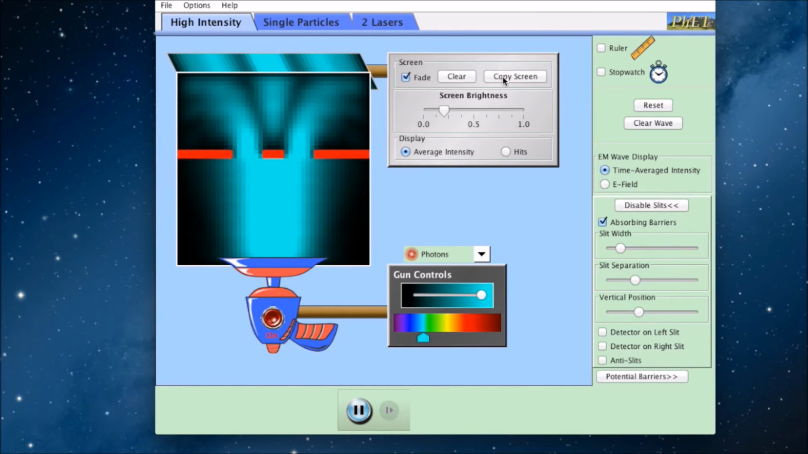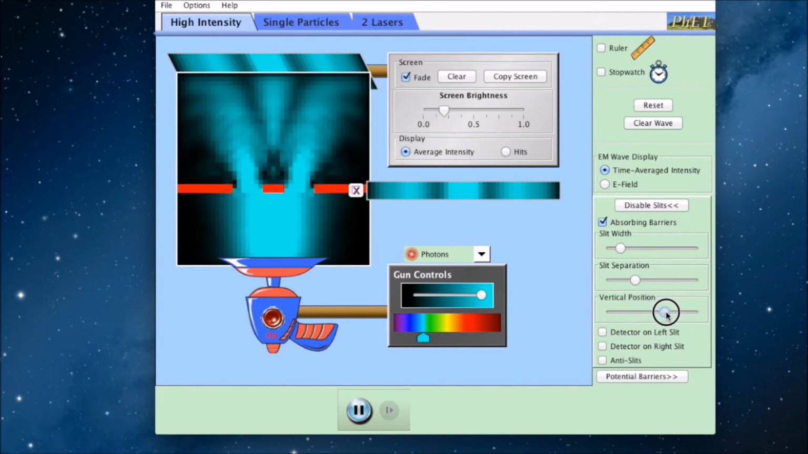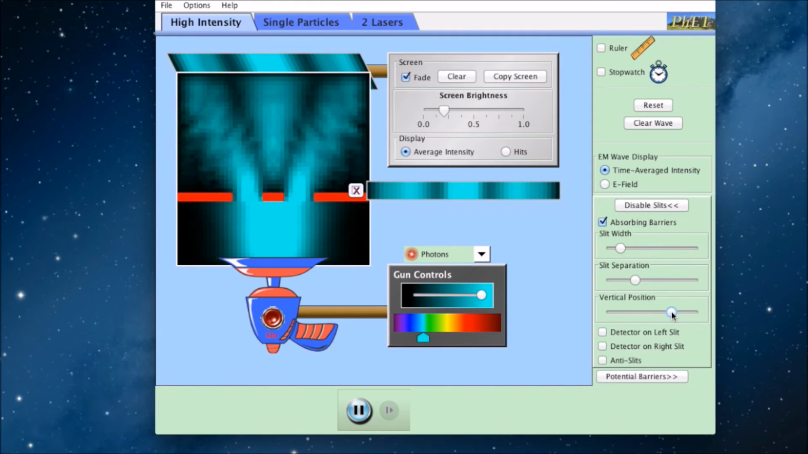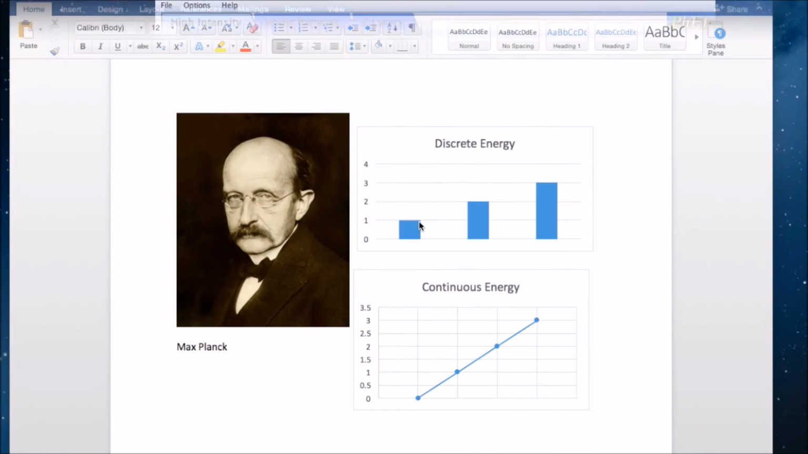If we make a copy of the screen, we can more directly see the different intensities of light present. We can even move around the slits to see how it affects where the bright and dark bands of light are observed. For the next part of this video, I will talk about how light acts as a particle.